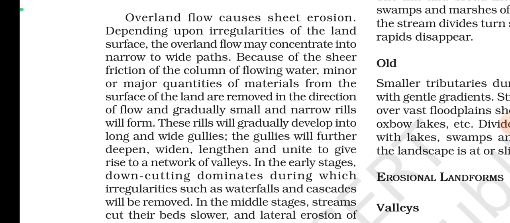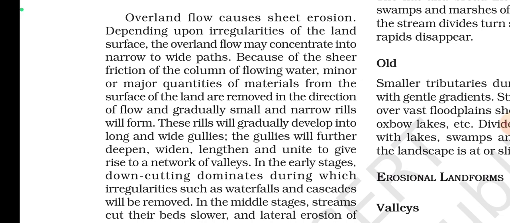Overland flow causes sheet erosion depending upon irregularities of the land surface. The overland flow may concentrate into narrow to wide paths because of the shear friction of the column of flowing water. Minor or major quantities of materials from the surface of the land are removed in the direction of flow, and gradually small and narrow rills will form. These rills will gradually develop into long and wide gullies. The gullies will further deepen, widen, lengthen, and unite to give rise to a network of valleys.